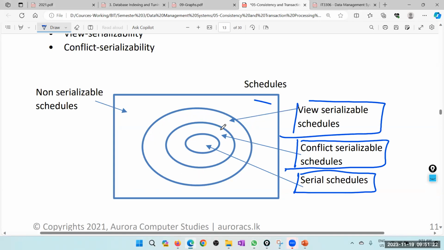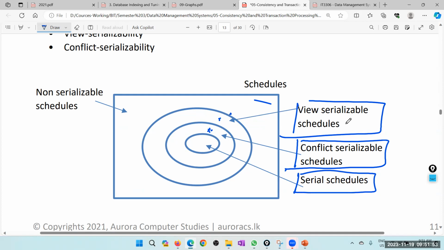But these are all subsets. That means serial schedules are subsets of conflict serializable schedules, and conflict serializable schedules are subsets of view serializable schedules. So therefore, every view serializable schedule is a conflict serializable schedule. Every conflict serializable schedule is, every serial schedule is a conflict serializable schedule. Every conflict serializable schedule is view serializable.